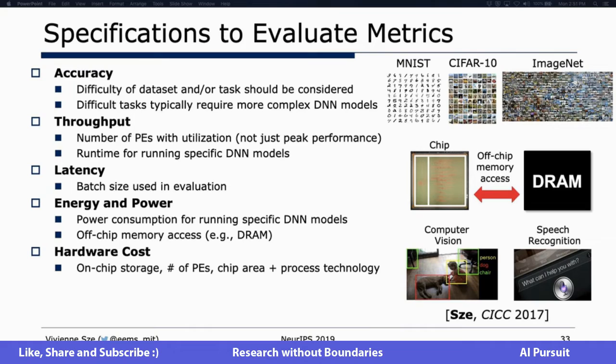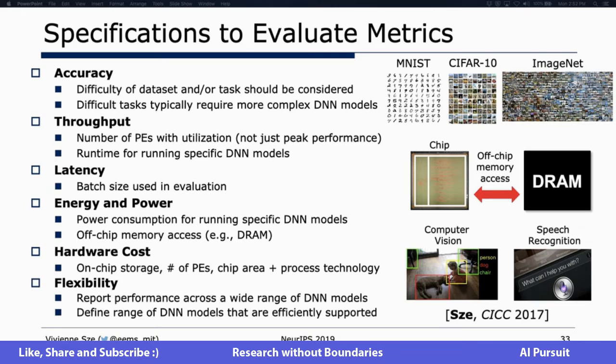Hardware cost. These are things that are going to feed into the cost of the system. How much on-chip storage is required? How many processing elements are there? What is the area of the chip itself? What is the process technology? Obviously, when you're comparing various different systems, you don't want to compare a very cheap, low-cost system with a very expensive system. That's not going to be an apples-to-apples comparison. So the cost should always be factored in.